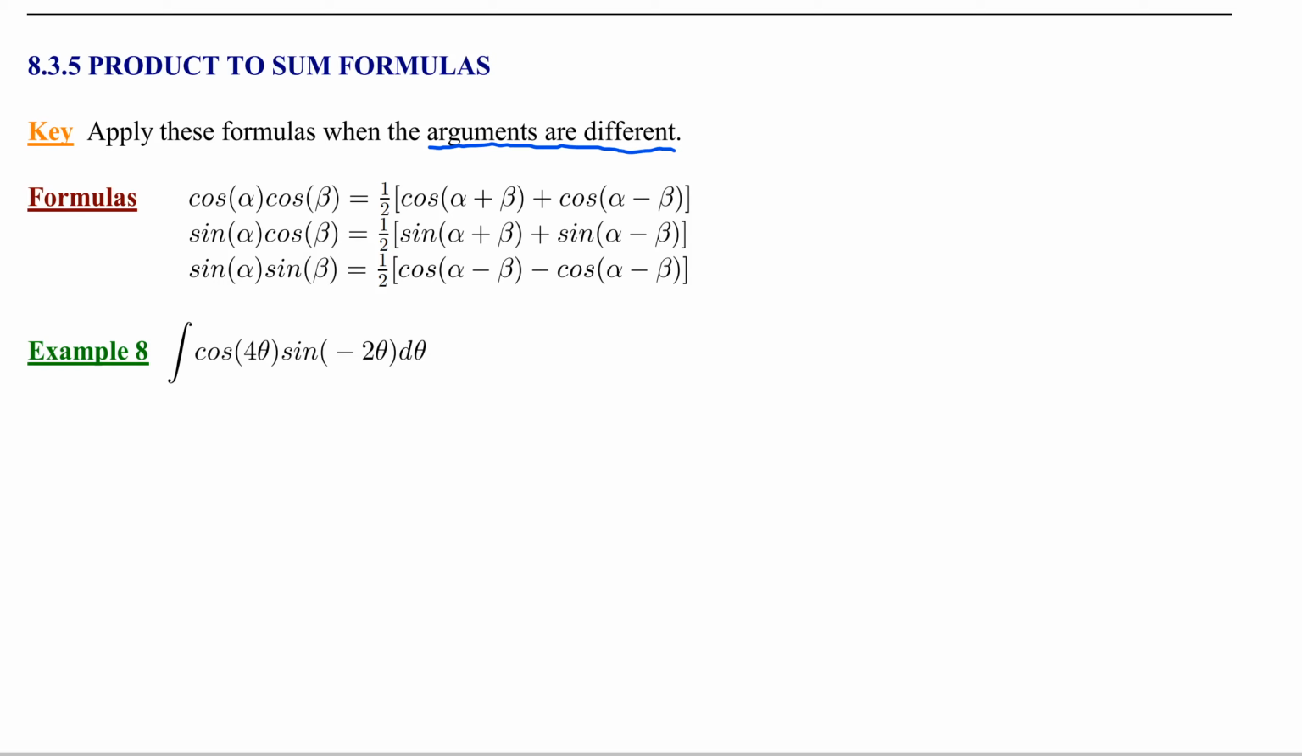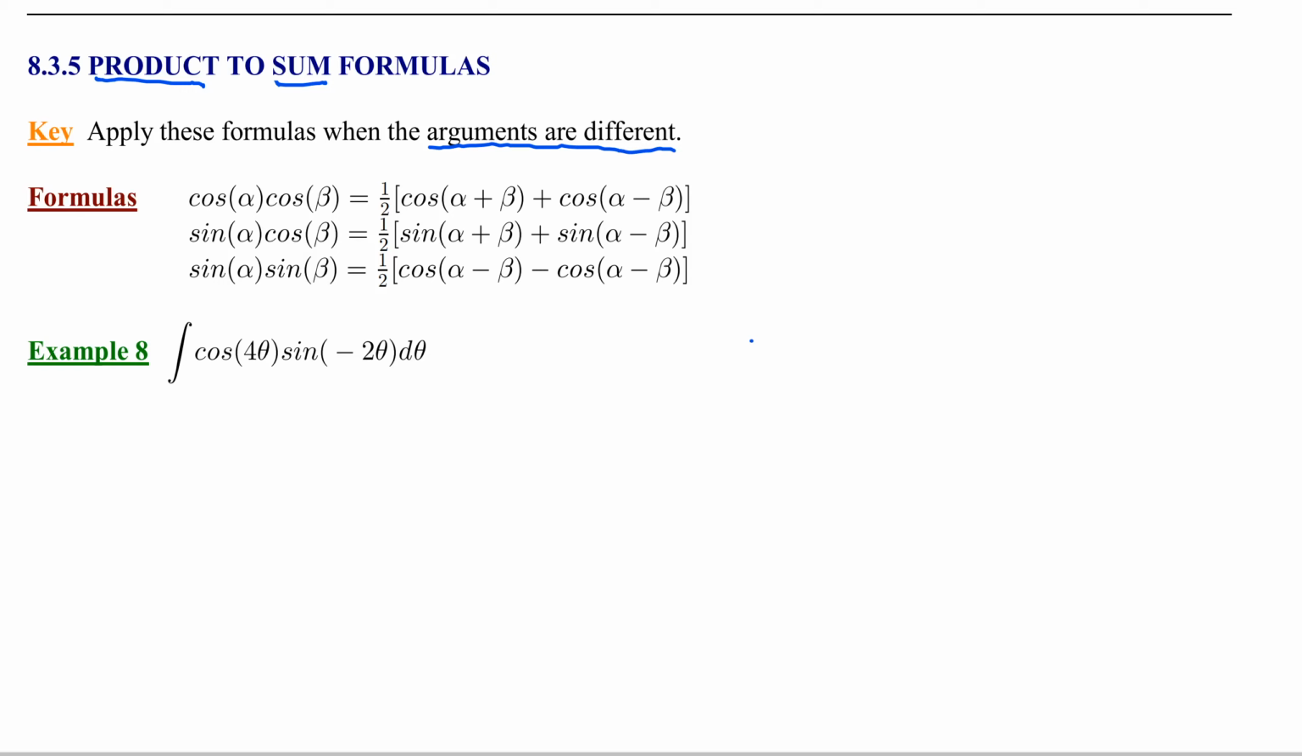So notice on the left side of these formulas we've got products. So we're multiplying a sine and a cosine, or a cosine and a cosine, or a sine and a sine. But observe we have different arguments. We have an alpha and a beta. On the right side of our formulas, we have 2 separate trig functions separated either by a sum or a difference. So we're going from a product to a sum. If I can split the product into a sum, then I can certainly integrate term by term.